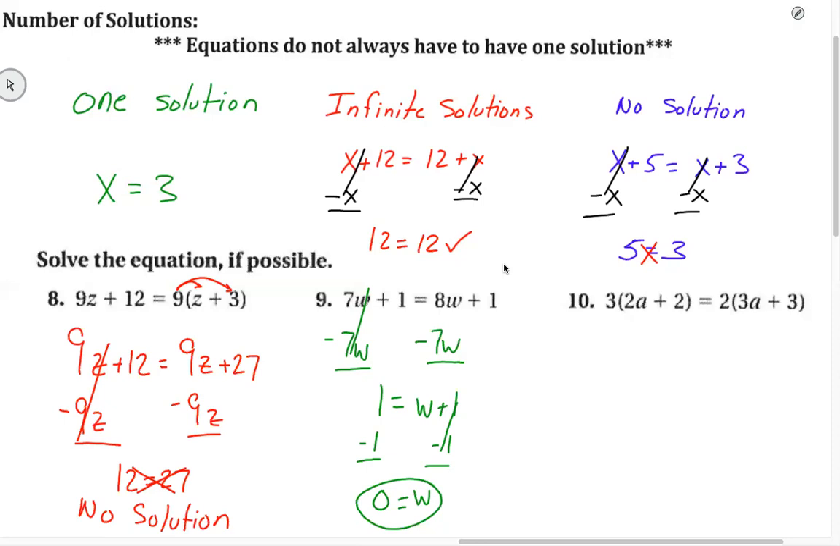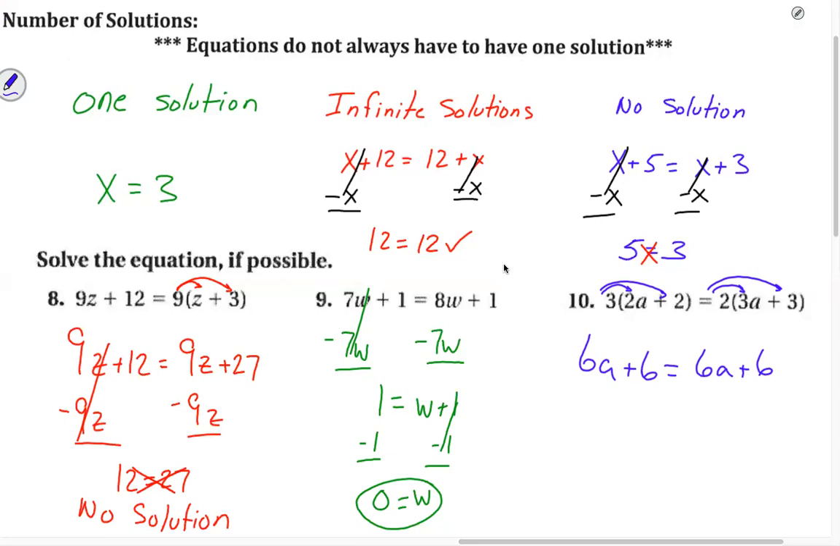Okay? Now, last but not least, here, I'm going to go ahead and distribute that 3. That's going to give me 6a plus 6. Over here, I can distribute that 2. And that's going to equal 6a plus 6. Now, at this point, Katie's probably like, Harmon, I see it. I see it. Infinite solution. It's the same exact thing. I'm good. I don't need to go any further.